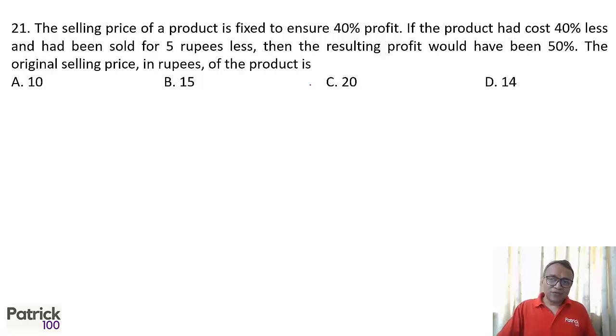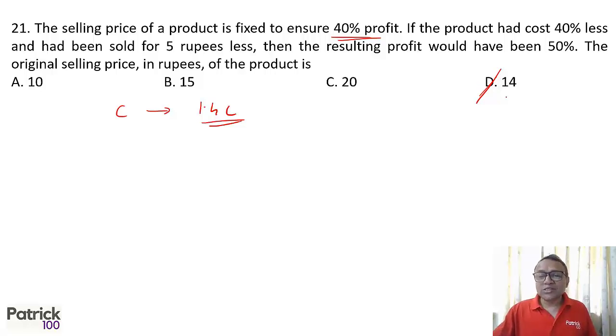Oh, this is a very simple sum. If you look, profit is 40% on selling price. If the cost price is C, the selling price will be 1.4C, profit 40%. So it's a multiple of 1.4, a multiple of 7. There's only one option, so you can directly mark B. The other options will give you fractions and other answers unlikely to be the answer.